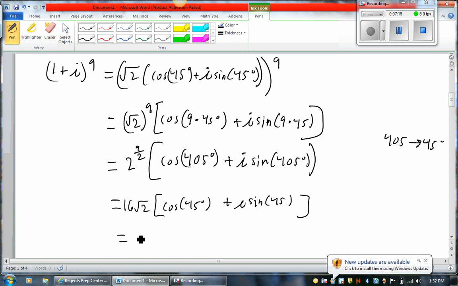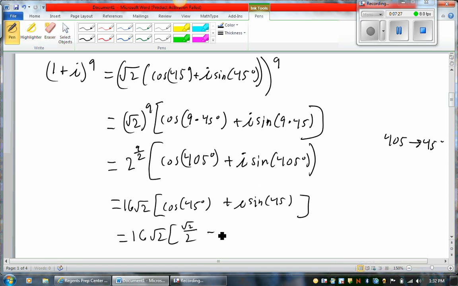And so last but not least, we'll just clean this up. 16 radical 2. Cosine of 45 is radical 2 over 2. Sine of 45 is radical 2 over 2. Don't forget to multiply that one by that i. And when you do this distribution and rationalization, we get our final answer: 16 plus 16i.